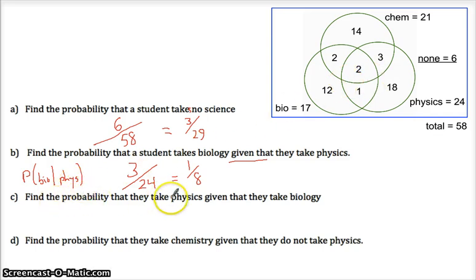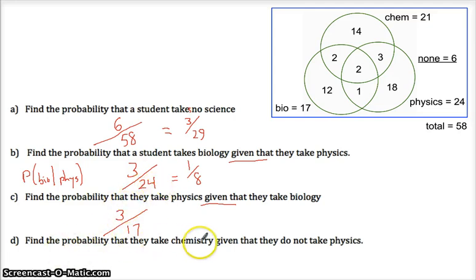Find the probability they take physics, given that they take bio. Given that means divided by bio. All right, bio is 17. Physics, given that they take bio, so of the 17, remember this is my new sample space. Of those 17, how many are in physics? 3. So notice that biology given physics is 1 out of 8. Physics given biology, totally different.